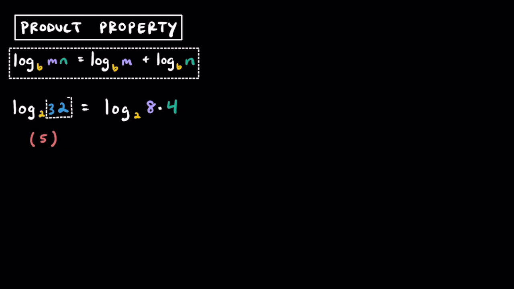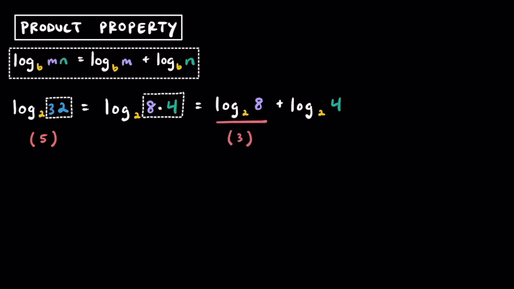Now to understand this property a little bit better, let's separate the 32 into two factors of 8 and 4. We can rewrite this as log base 2 of 8 times 4. Let's split 32 into two factors of 8 and 4 and try to expand this logarithm. In doing so, the property states that we could write this as log base 2 of 8 plus log base 2 of 4. Now, log base 2 of 8 is just equal to 3, and log base 2 of 4 is equal to 2, and we can verify here that 3 plus 2 does equal 5.